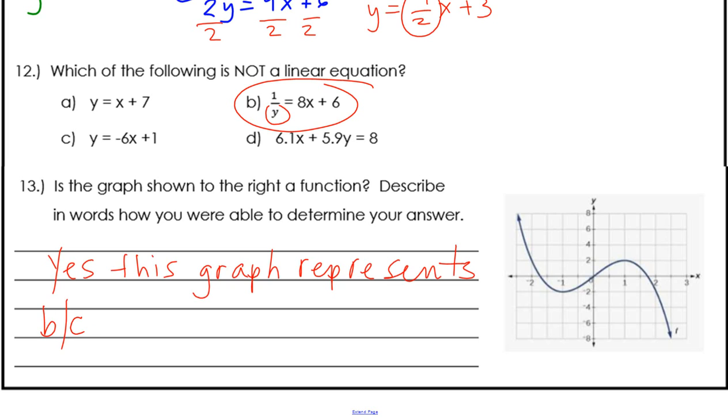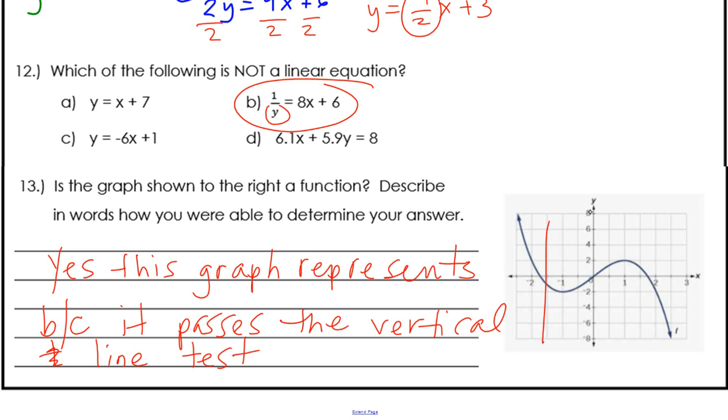because, I'm going to abbreviate that, it passes the vertical line test. Now you can't just say it passes the line test or it passes the straight line test. You have to say that it's a vertical line because that's what's testing for repeating x values. And that concludes the video.